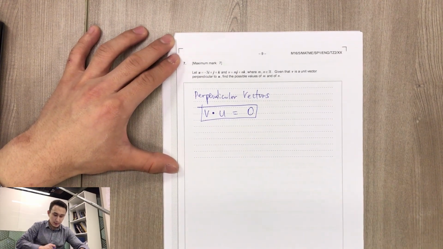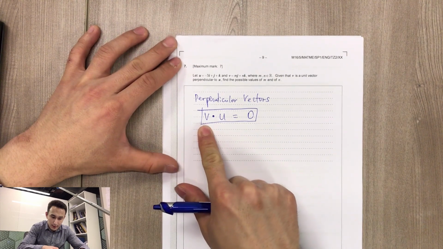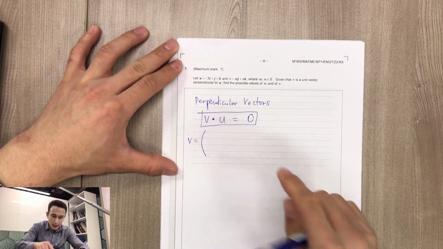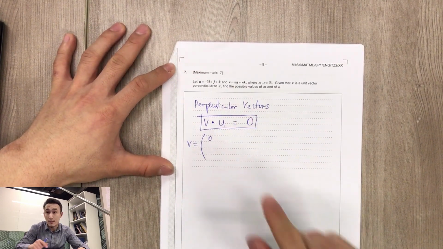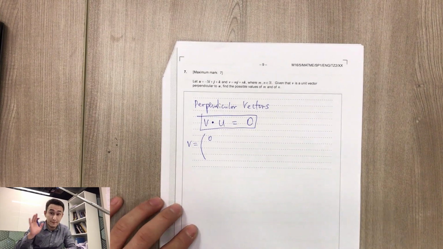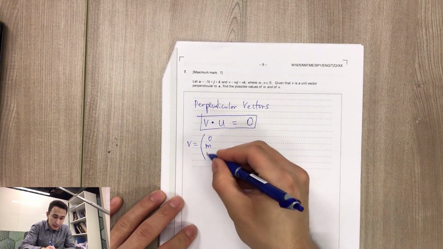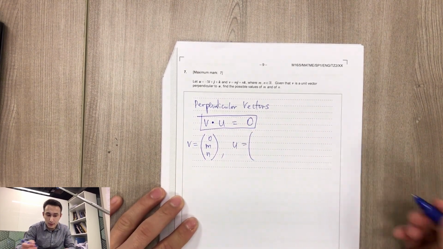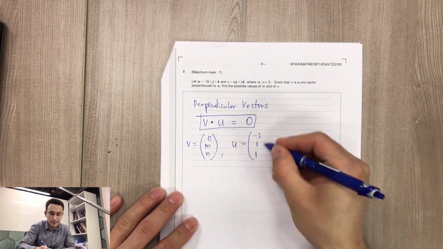And for the dot product, let's see, what's the vector v like? What's the i component of vector v? It doesn't exist, so it's 0. What's the j component of vector v? It's m. What's the k component of vector v? It's n. Now, how about vector u? What's the i component of vector u? It's -3. j is 1, k is 1.